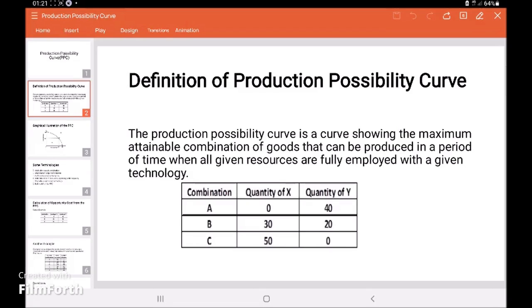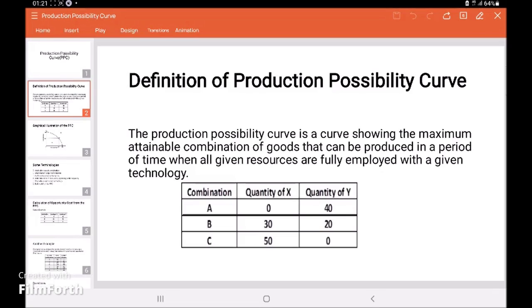For combination A, the country is using all the available resources and technology to produce 0 units of commodity X and 40 units of Y. For combination B, the country is using all the available resources and technology to produce 30 units of X and 20 units of Y. And for combination C, the country is using all the available resources and technology to produce 50 units of commodity X and nothing of commodity Y.